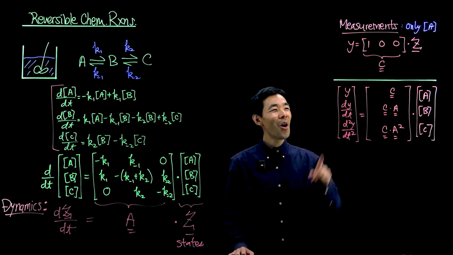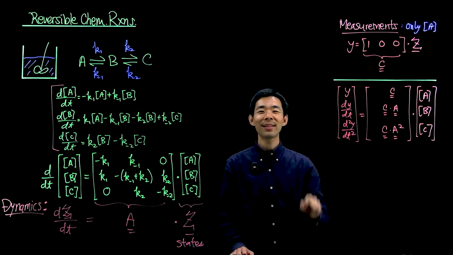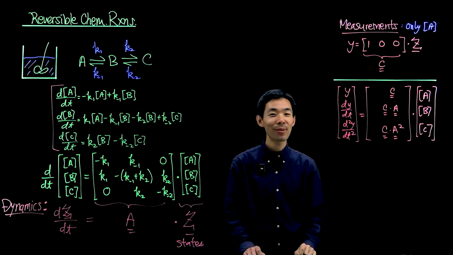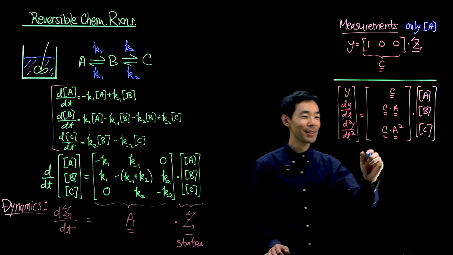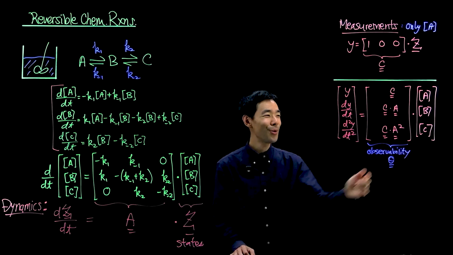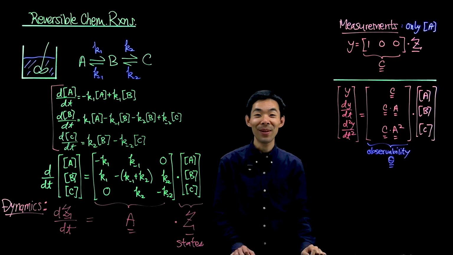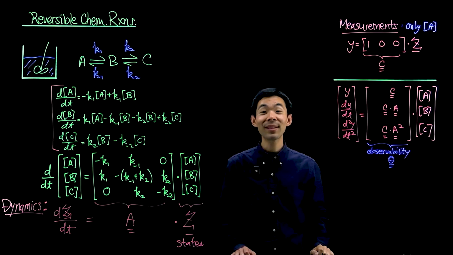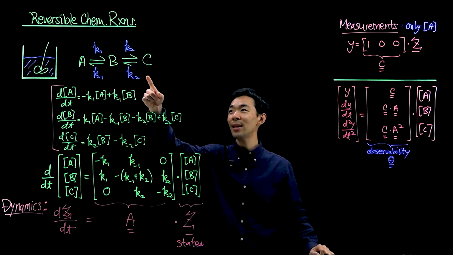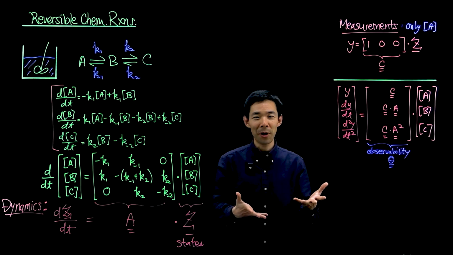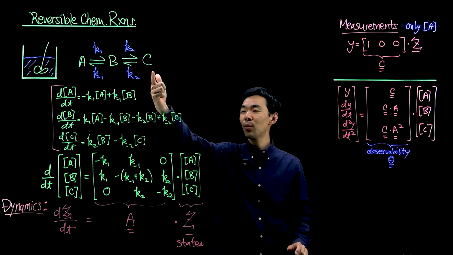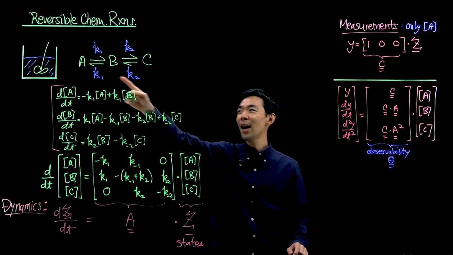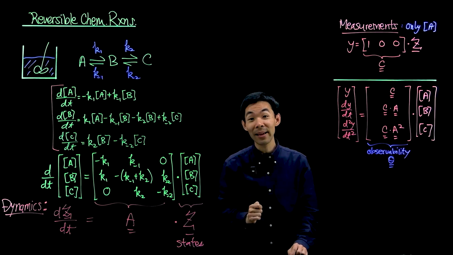So now our measurements Y and its time derivatives will be equal to this gigantic matrix, which is our observability matrix, dotted into our states A, B, and C. Now, like I said, you do not have measurements of the concentration of B and C, but you might want that as an engineer. You might want your product C to be your main valuable commodity, but you only have measurements of your reactants A.